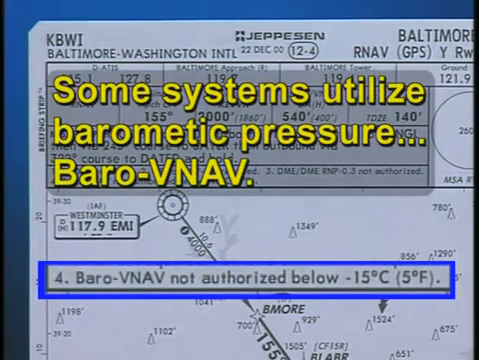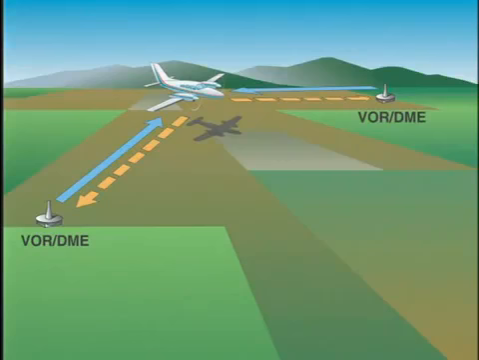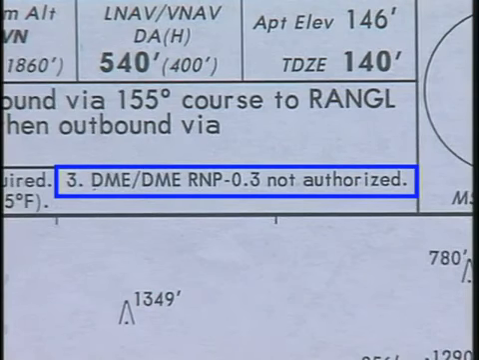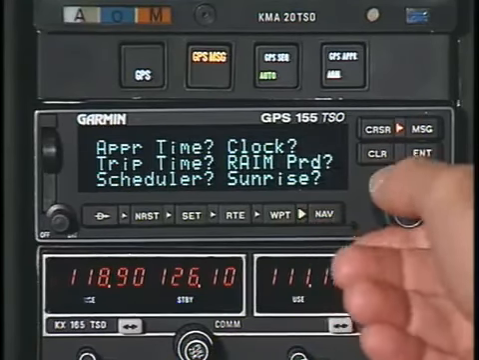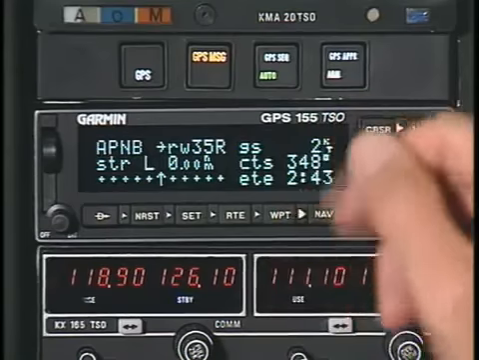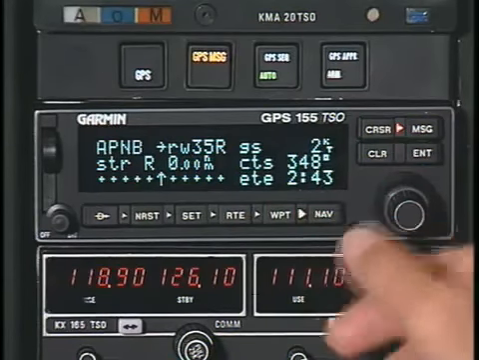Some RNAV systems utilize barometric pressure readings to generate a computer-guided vertical navigation path. This is called Baro VNAV, and in this case, it is not authorized for use below -15 degrees Celsius. Some systems calculate lateral positions based on DME readings. If your system operates by DME triangulation, you are unable to use the LNAV/VNAV minimums for the Yankee Runway 15 right approach. Since every system operates in a different manner, you must have a thorough understanding of the operational capabilities of your GPS or FMS system in order to comply with these requirements.